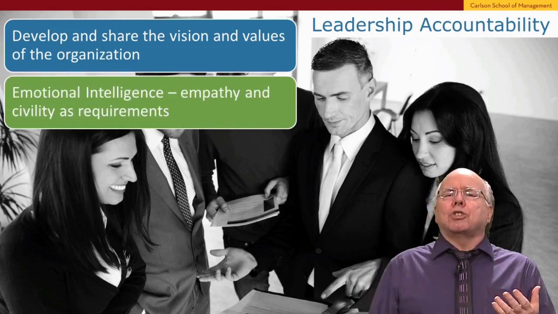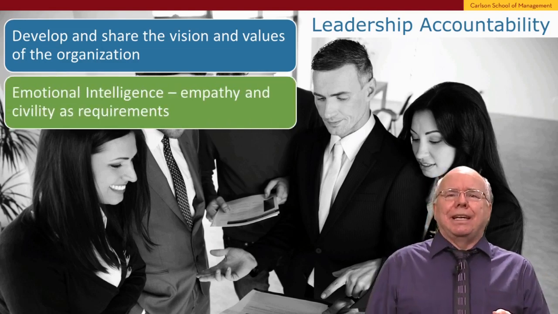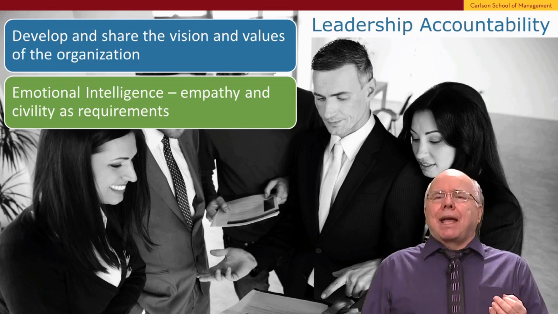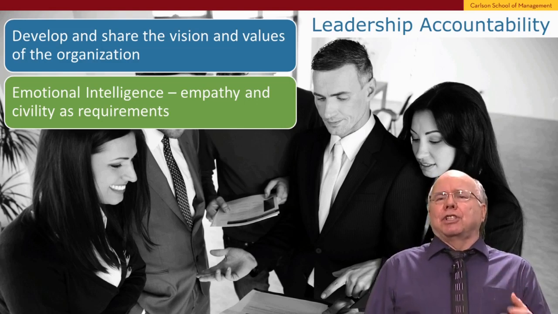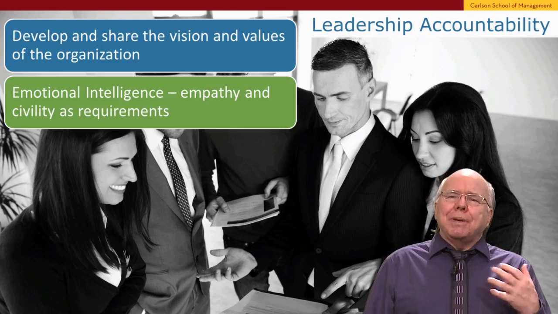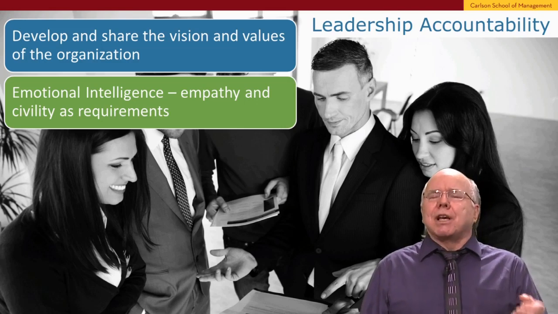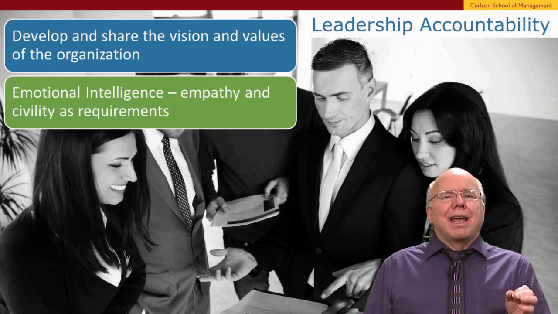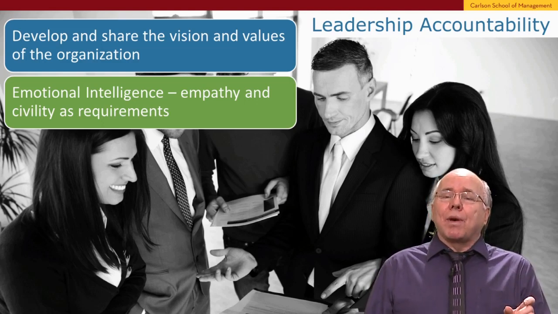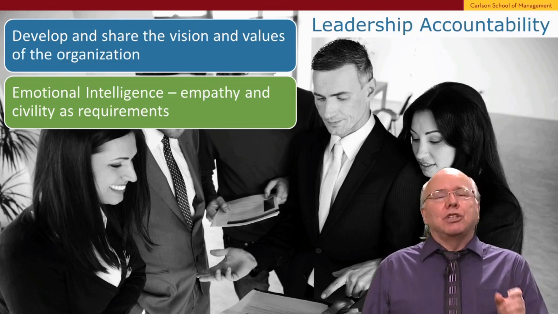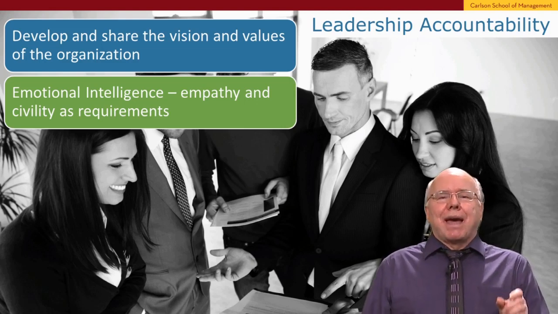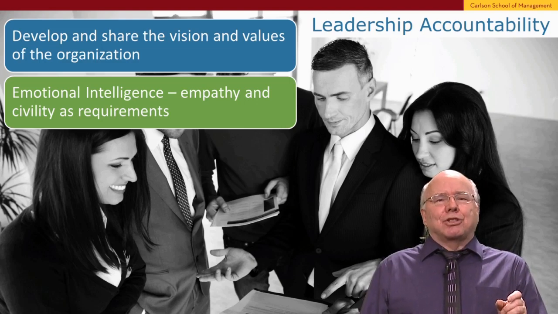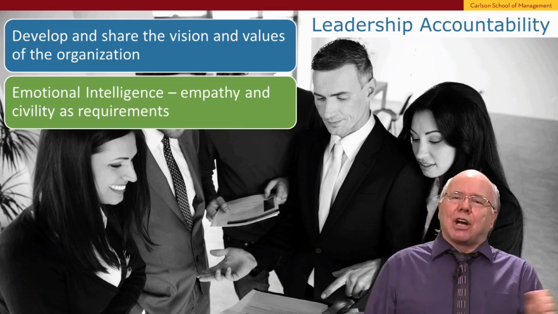The other one is emotional intelligence. You've probably heard this phrase, EQ. This is about having empathy and civility as requirements for managers. So many times we look at just the task requirements, but we really want to make sure leaders are held accountable for being empathic and civil with their employees. We've already talked about this type of behavior brings dividends. So demand that your leaders and managers exercise behavior that brings dividends, not costs to the organization.